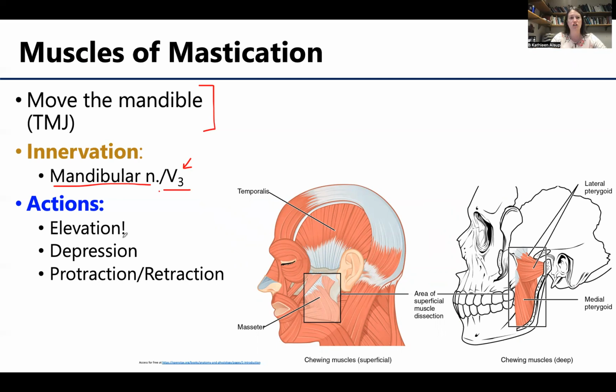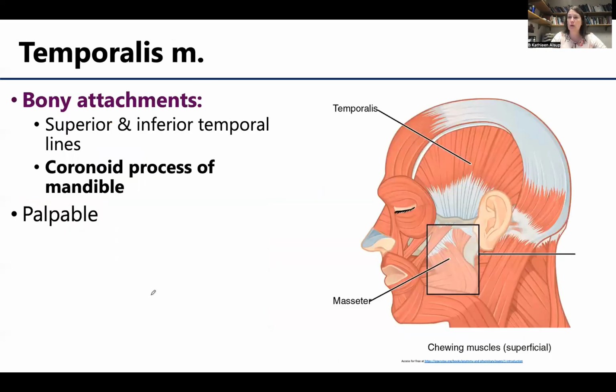The main action that the muscles of mastication do, or let's say the more powerful action, is going to be elevation of the mandible, or closing the jaw, all right? Closing the mouth. That's the more powerful one. One of these muscles is going to be capable of depression. And then you remember protraction, jutting out the jaw, and retraction, bringing it back. Those are going to be other actions that are possible here. I do want you to be aware of the general location of these 4 muscles. There are 4 muscles of mastication.